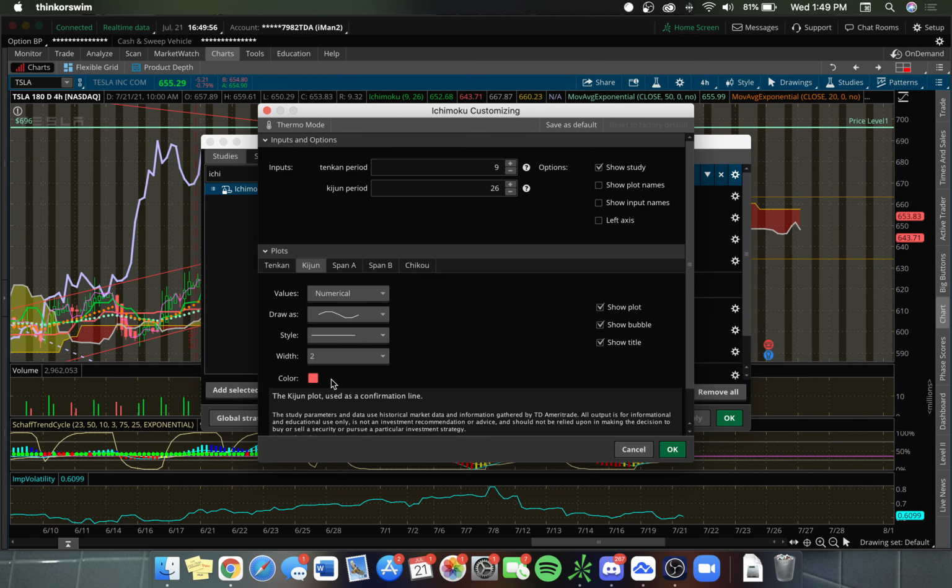It's a really light red. Span A is gray, and the width is 2. My Span B is yellow, and the width is 2 as well. That happened last time. It always resets to 1, but I always try to make it 2. And then my Chiku, the light purple, the width is 3.